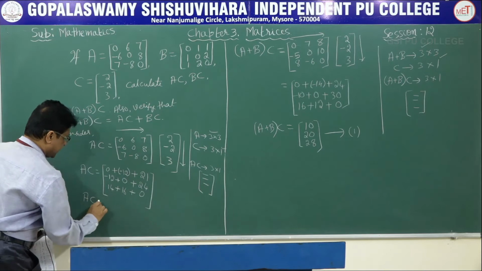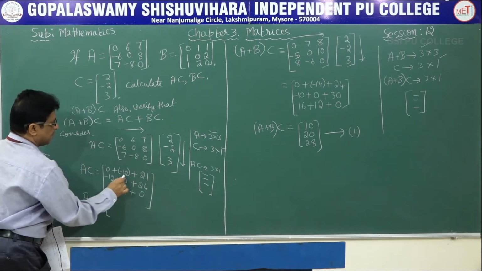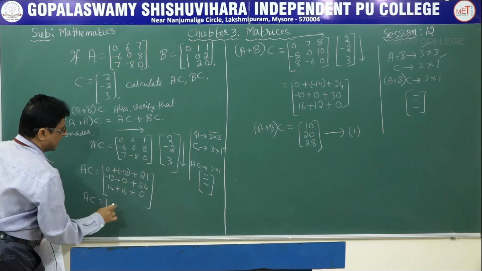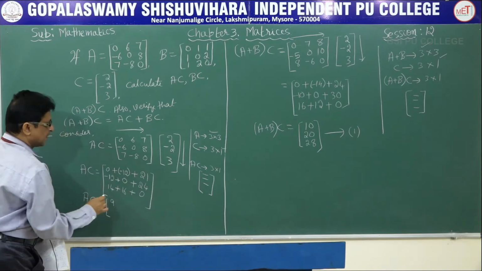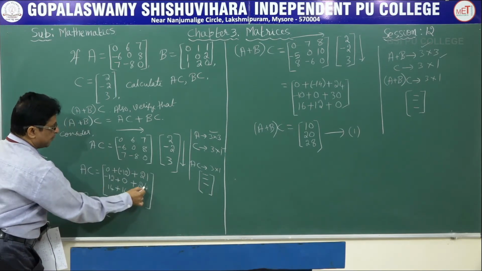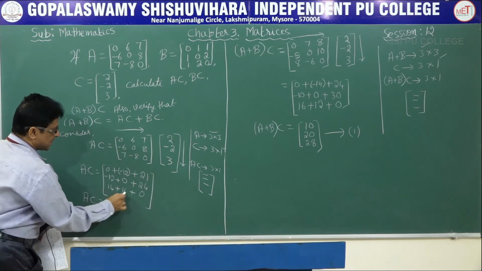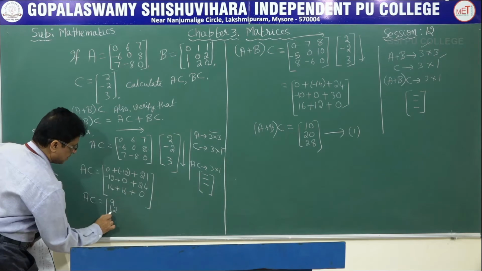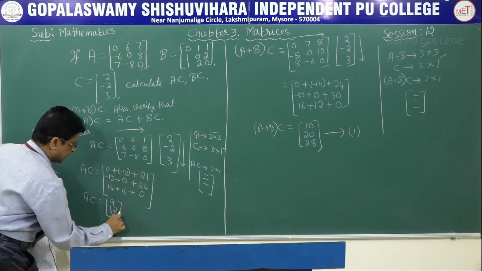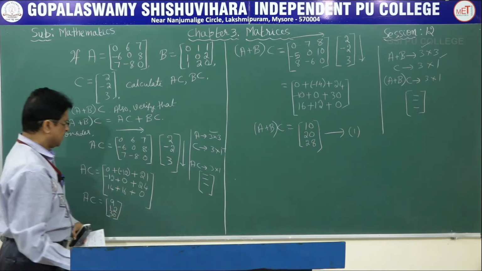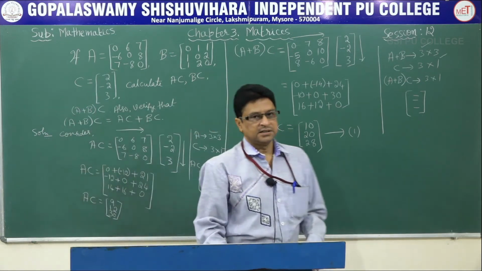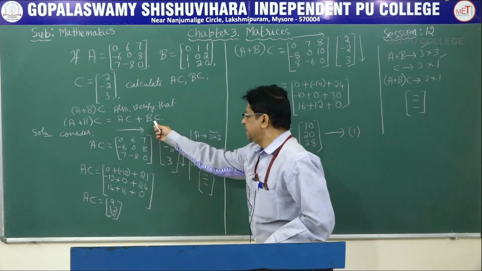So AC will be equal to minus 12 plus 21 is 9, minus 12 plus 24 is 12, 14 plus 16 is 30. Next we shall find BC.